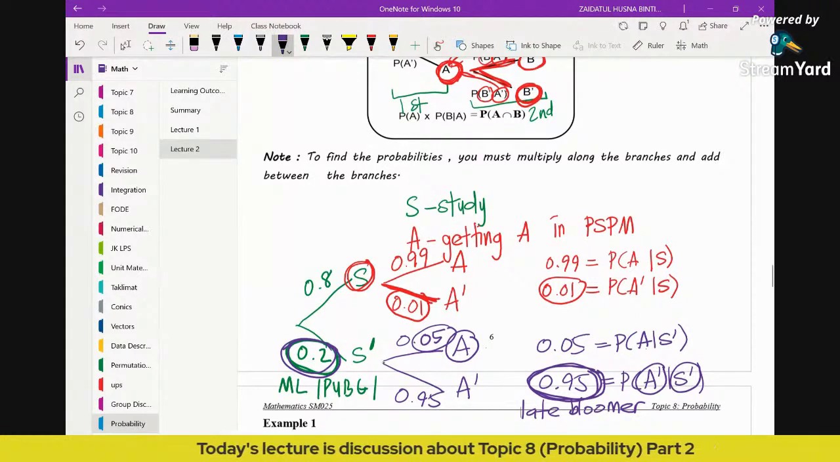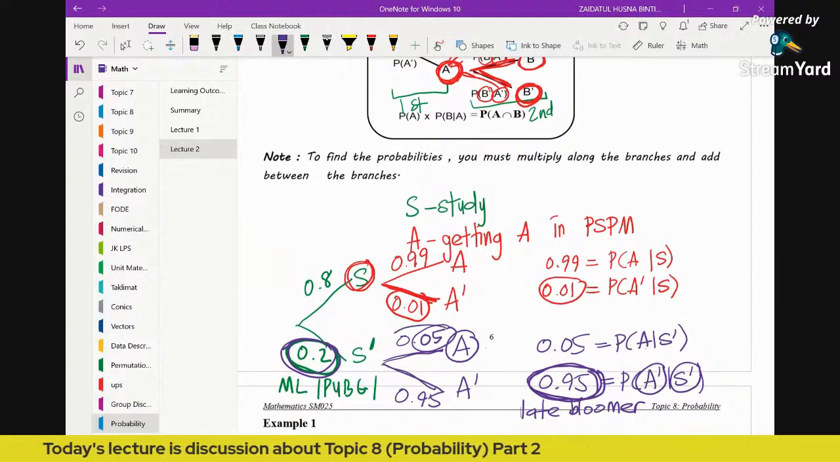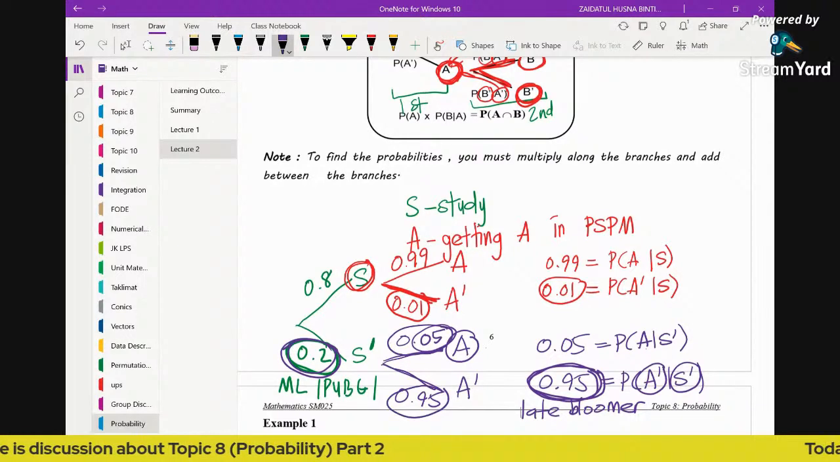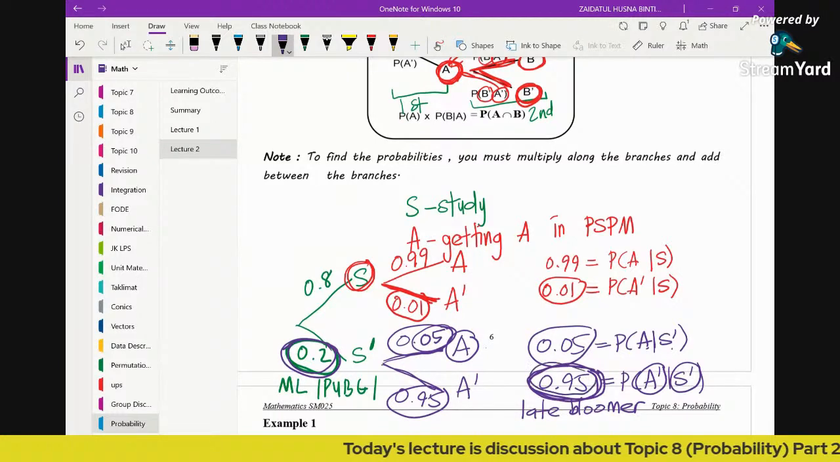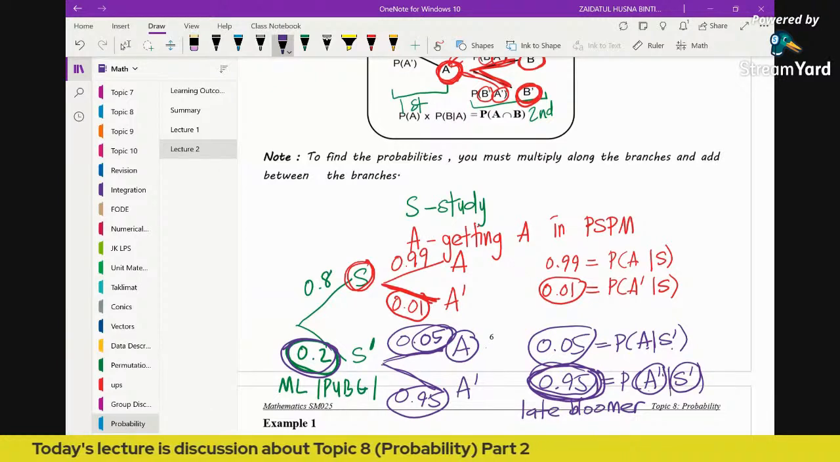Okay, so you can see here, this is what the values tell you about. So 0.05 here is the value of probability of you getting A provided that you didn't study, and here 0.95 ni probability of you didn't get A. Probability of you not getting A given that you didn't study.